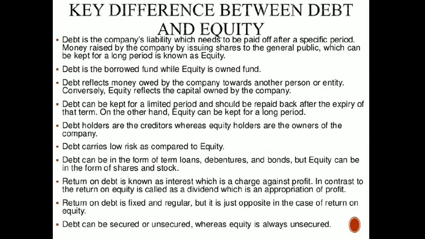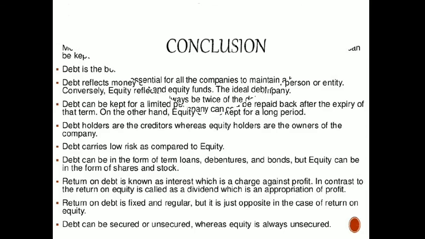Debt holders are the creditors, whereas equity holders are the owners of the company. Debt carries low risk as compared to equity. Debt can be in the form of term loans, debentures, and bonds, but equity can be in the form of shares and stock. Return on debt is fixed and regular, but it is just the opposite in the case of return on equity. Return on debt is known as interest, which is a charge against profit. In contrast, the return on equity is called dividend, which is an appropriation of profit.